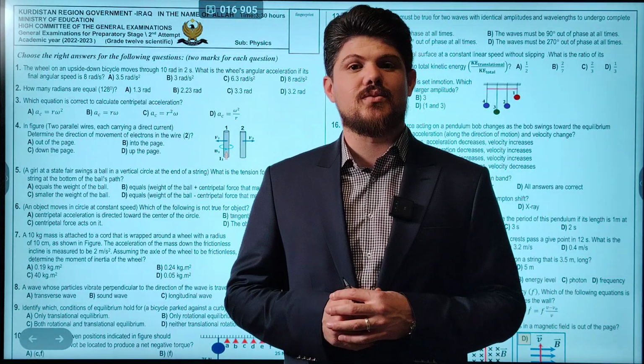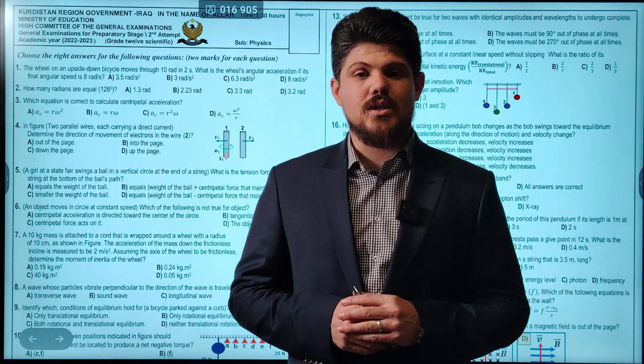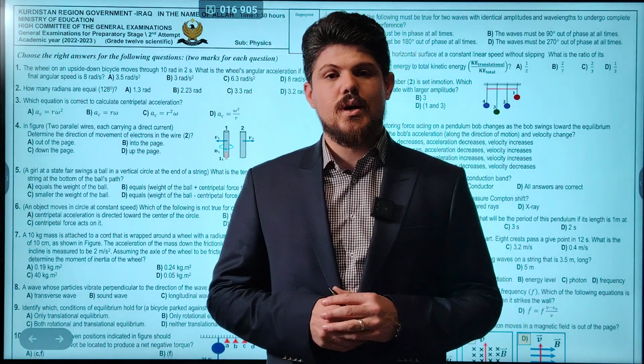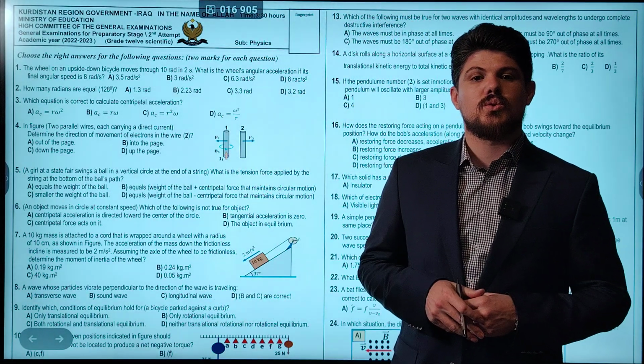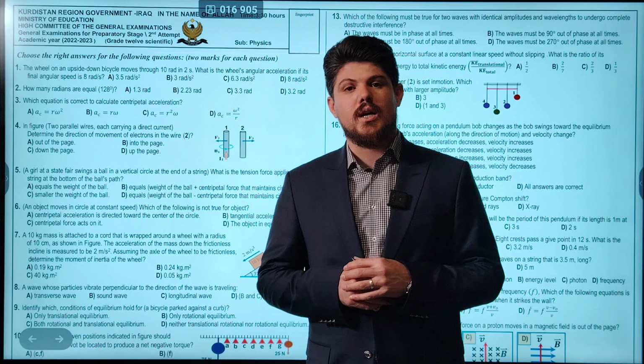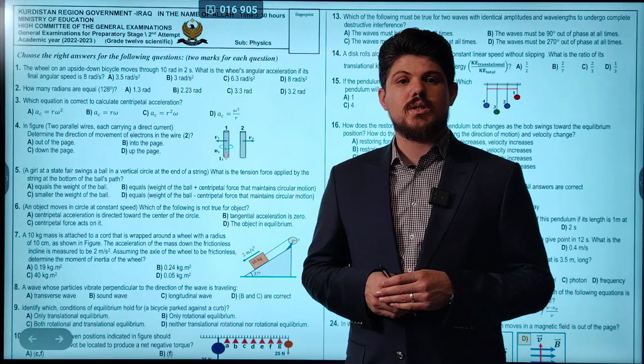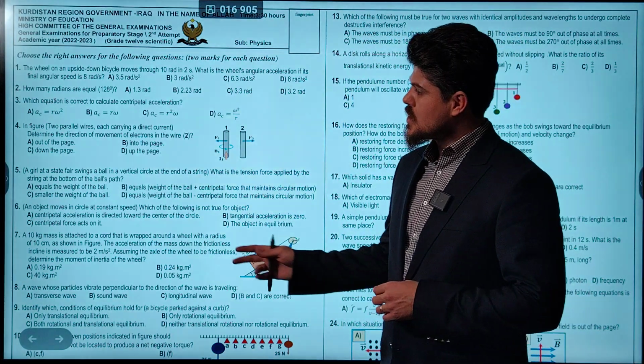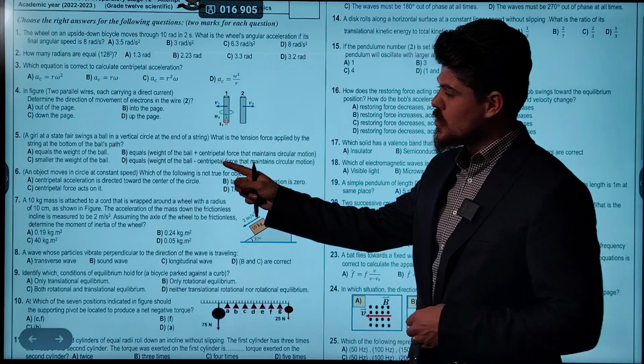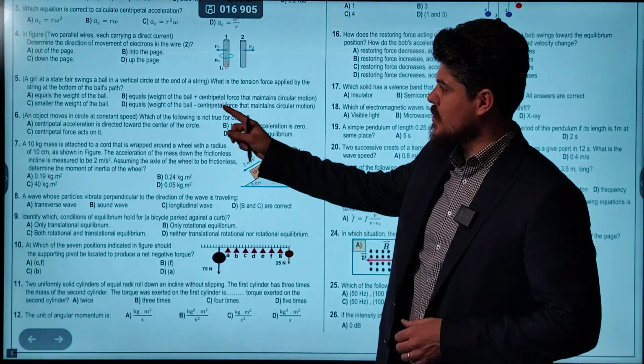Today I have brought a very interesting and challenging question from chapter 2 in 2022-2023 in the second attempt. Let's dive into the question with full focus. Question 7 in 2022-2023. Look at the question.